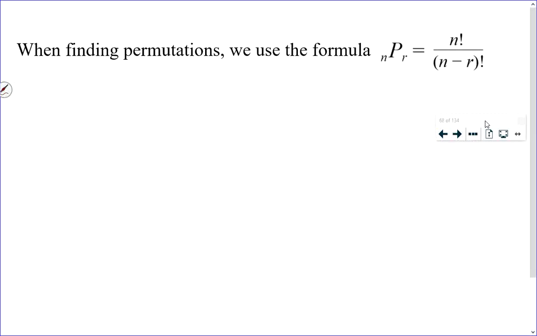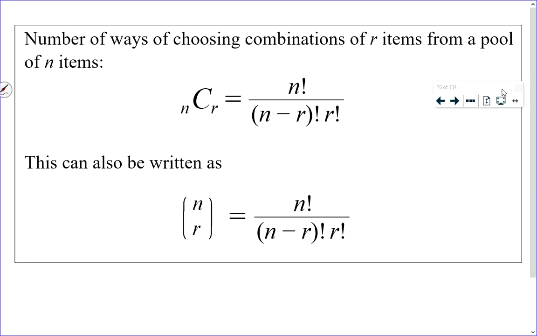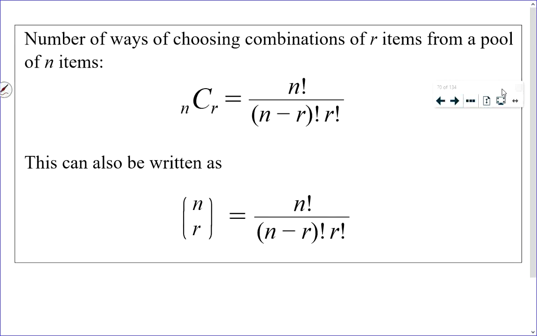And we've already kind of addressed this, but if this is the number of permutations, the warm-up shows that we have to divide that by r factorial, which means that this at the top of the screen here is the number of combinations. It's got that extra r factorial on the bottom compared to the number of permutations. So this is the formula for combinations, and it can also be written this way.